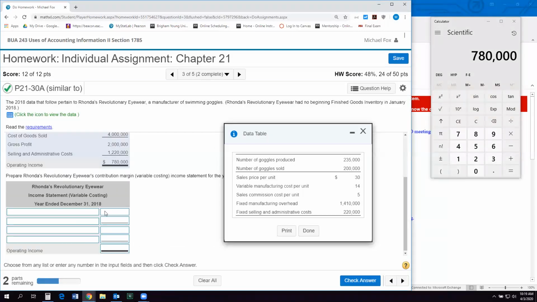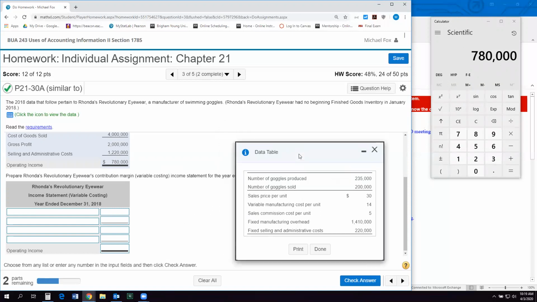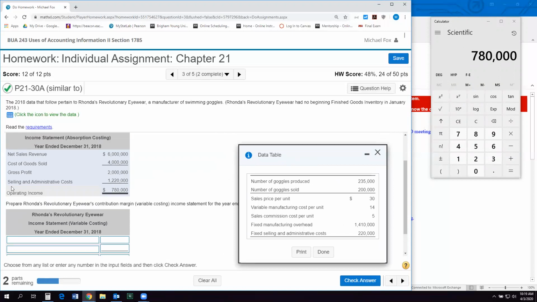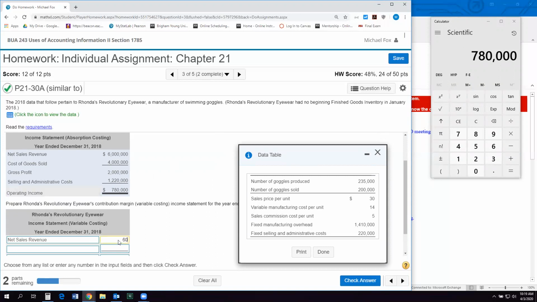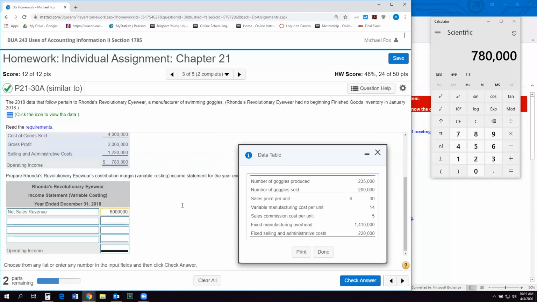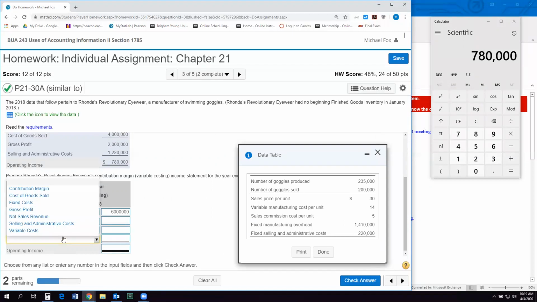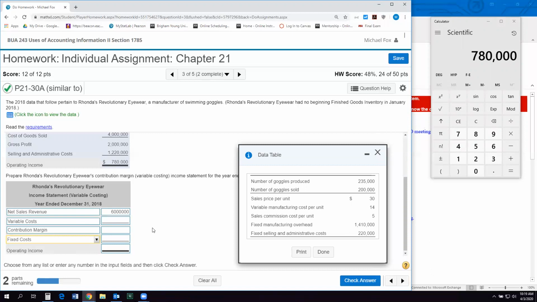All right. Now they want us to do the same thing, but instead they want us to do a variable costing or a contribution margin income statement. So my sales revenue is going to be the same, which is the 200,000 sold times the $30 per, so $6 million. But now instead of cost of goods sold, I'm going to have my variable costs, and my sales revenue minus my variable costs is my contribution margin. And then my contribution margin minus my fixed costs will be my operating income. So we just separate out variable and fixed costs when we do this style.